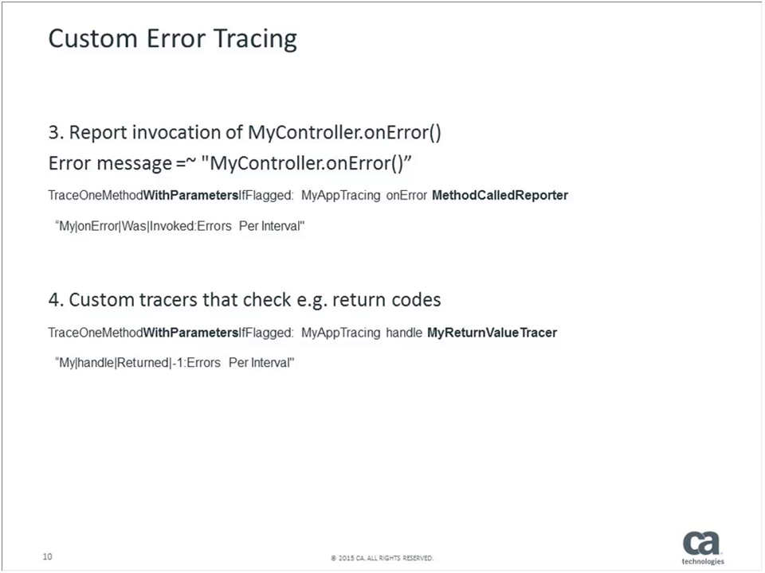So to summarize, we have four use cases. We have additional methods that an exception is thrown out of. We have custom exceptions that we want to track. We have error methods that we want to track, or we have the most custom use case of a custom error tracer.